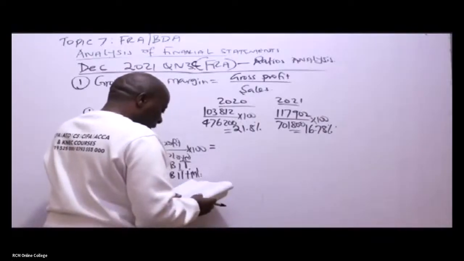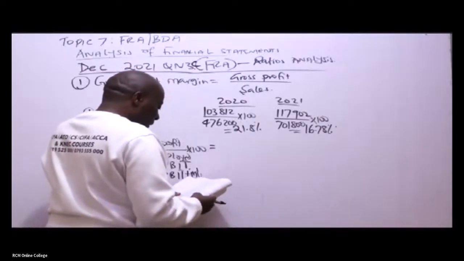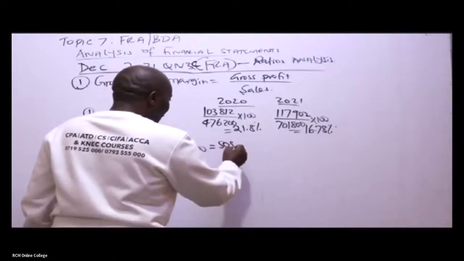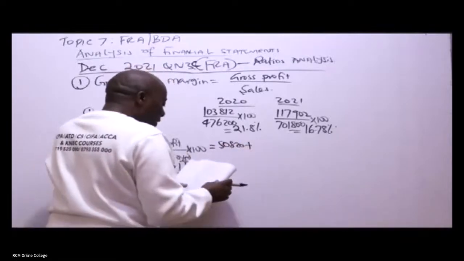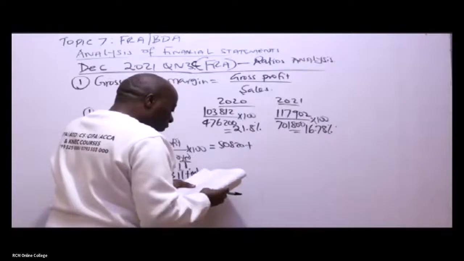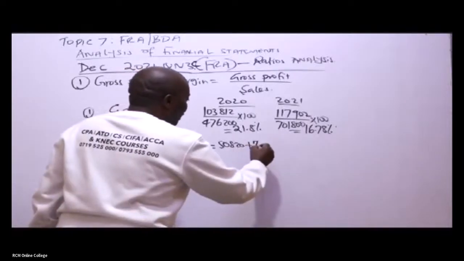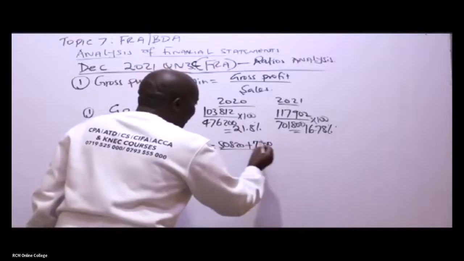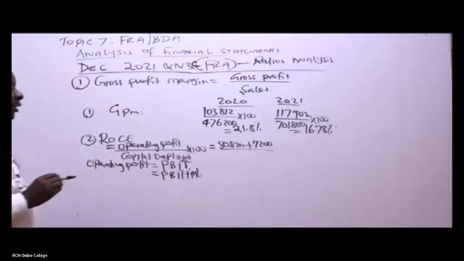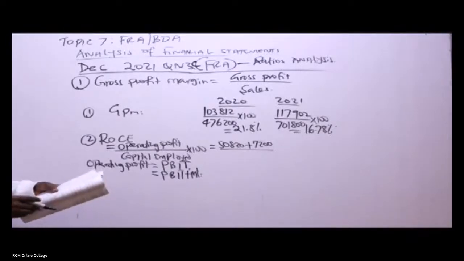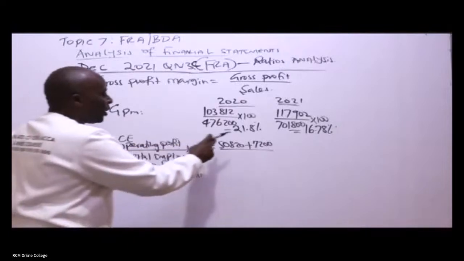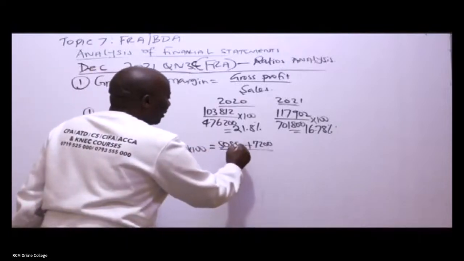So this one here will be equal to the PBT. I can see it is 50,820 plus the interest for this year. Interest for this year, ladies and gentlemen, which is the same as finance cost, is 7,200. Whatever I get, I divide this by the capital employed. Thank you very much. 58,020.